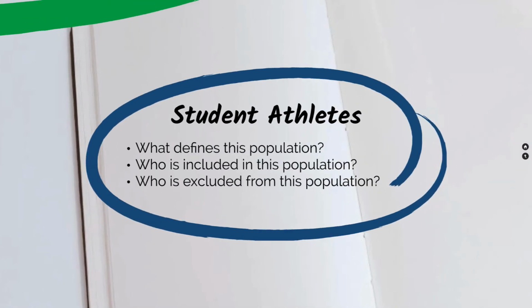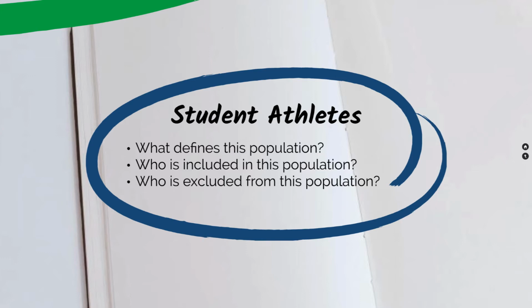So consider student athletes. What defines this population? Who is included in this population and who is excluded from this population? If you think about student athletes, part of that population definition is in the name. They must be students and they must be athletes. But is there a more fine definition? So who's included in that population? Do they have to be students on athletic teams that are sanctioned by the university? Could they be students who are on club teams? Could they be students who simply attend the gym on a regular basis? What defines athlete? And who would be excluded from this population?